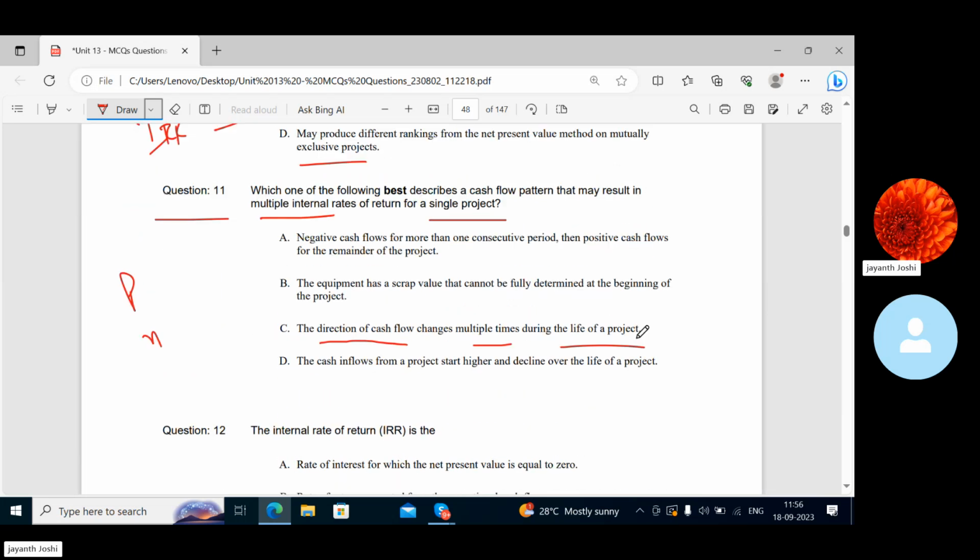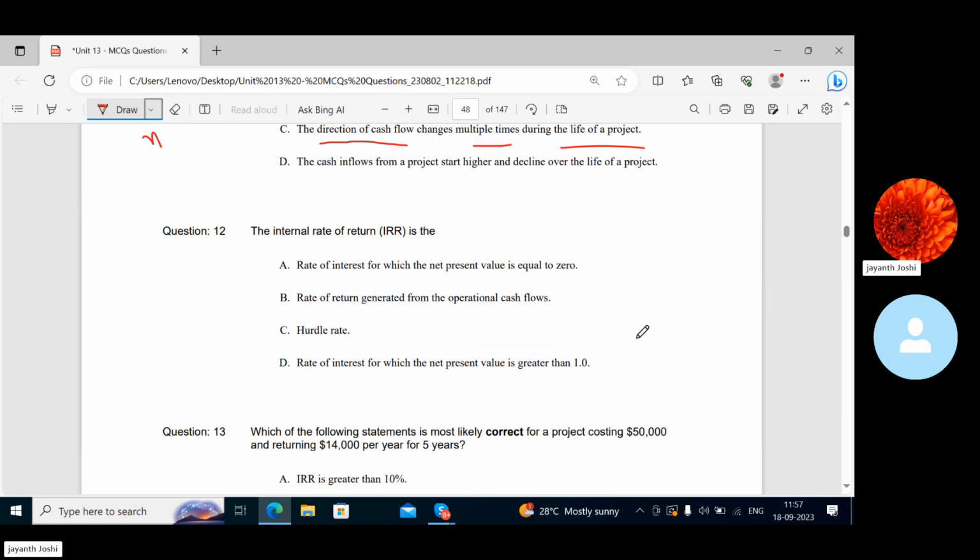See, more or less declining, sometimes more, sometimes less, is not a problem. Positive and negative cash flows in a project is a problem. Here in D, higher and decline is there, and higher and decline is not a problem. Positive and negative is a problem. That's the direction. Yeah, just a second.